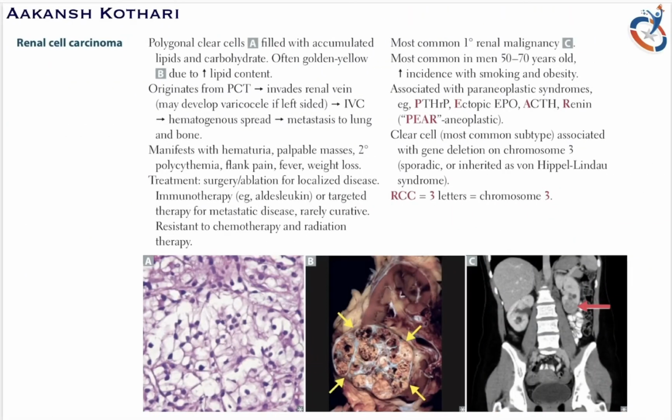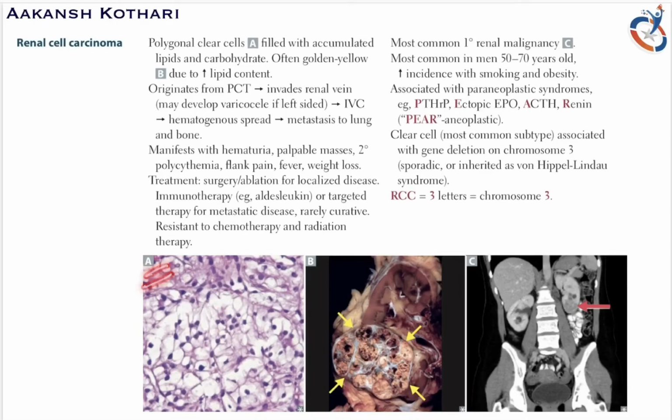So let us start with the first and most common kind of carcinoma in the kidney, that is the renal cell carcinoma. Okay? Now, what are the findings of renal cell carcinoma? There are polygonal clear cells filled with lipids and carbohydrates. Hence, it is also called clear cell carcinoma. You can look in this image.